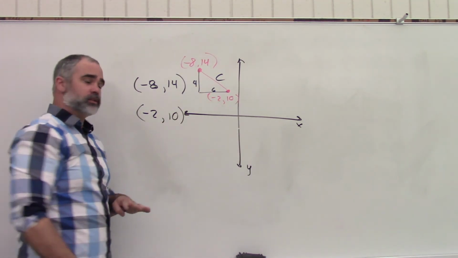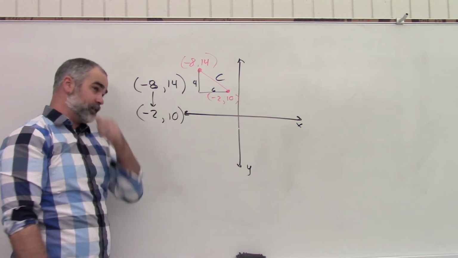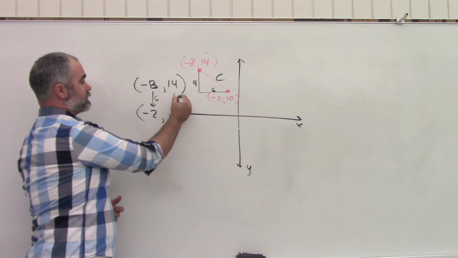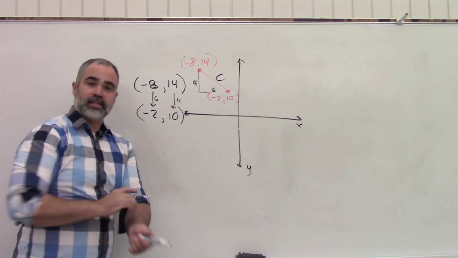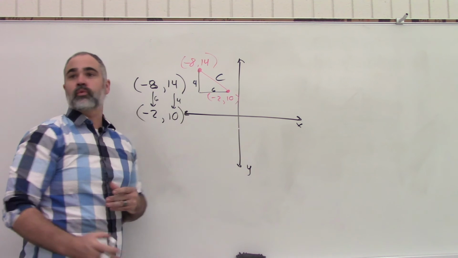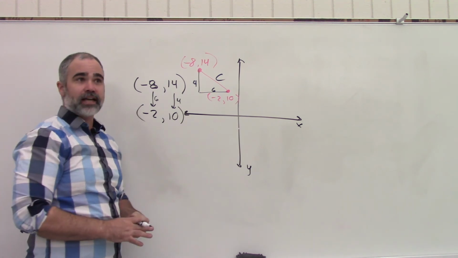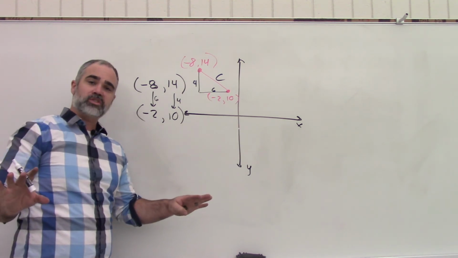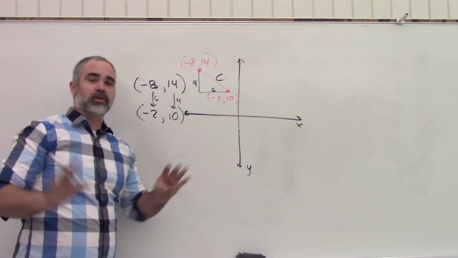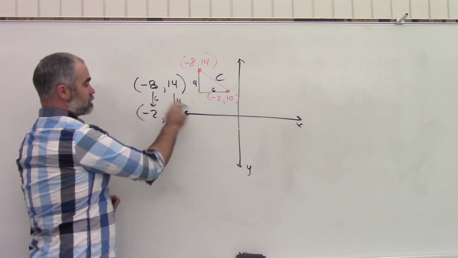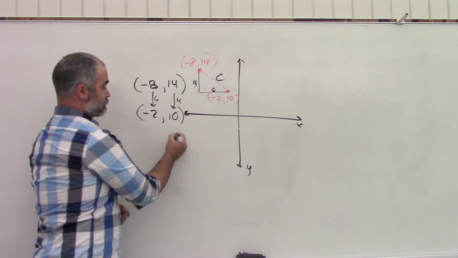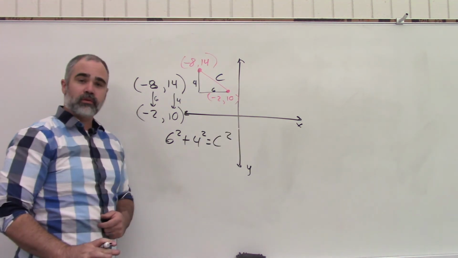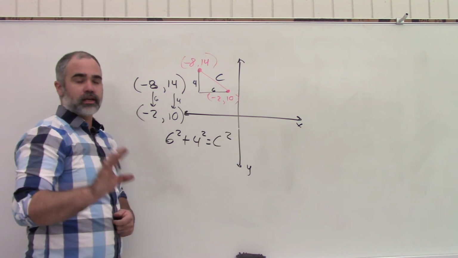If you're really clever, you can just say, how far do I go from negative 8 to negative 2? That's 6. 14 and 10, that's a distance of 4. You know that distance is always positive, so you don't even have to worry about negatives or positives or anything like that. You don't have to worry if that's a negative 6 or a positive 6. We're just talking about distance on the number line. So that's 6 units, 4 units, and we can plug that in. 6 squared plus 4 squared equals c squared. No distance formula required, just a quick sketch and a little thinking.